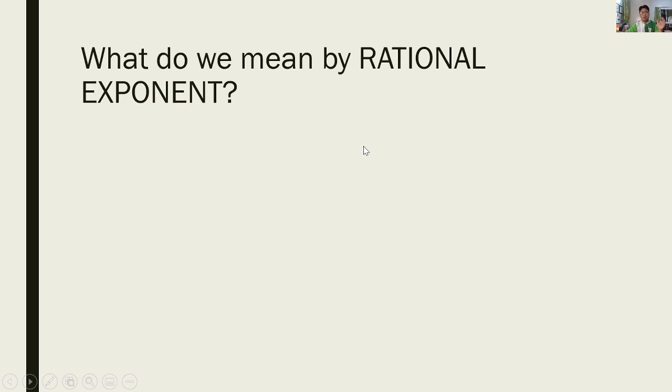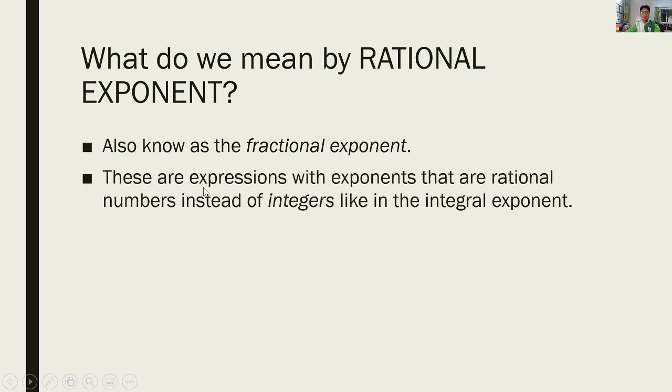Now, let's start our session with the question, what do you mean by rational exponent? Rational exponent is also known as the fractional exponent. Fractional from the word fraction, which means the exponent that we will be having now contains fraction. These are expressions with exponents that are rational numbers instead of integers like in the integral exponent. If you can still recall, the previous lesson that we have here now about integral and zero exponent, we have here now the whole number as our exponent.